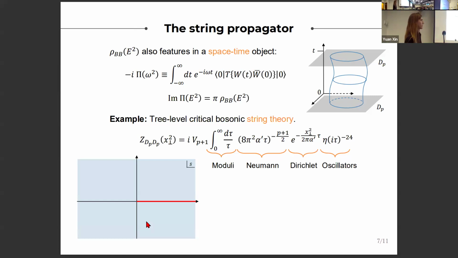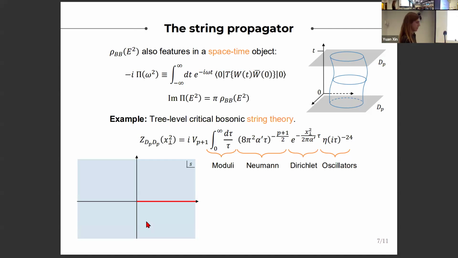So this looks like this: a textbook exercise, have the oscillators, the Dirichlet directions, Neumann directions, and an integral over moduli space that you need to be careful how to do. You need some funny contours, and you need to regulate the contours in order to get something meaningful here. But that's essentially the object.